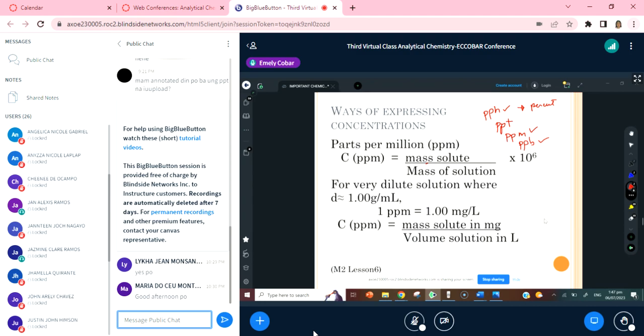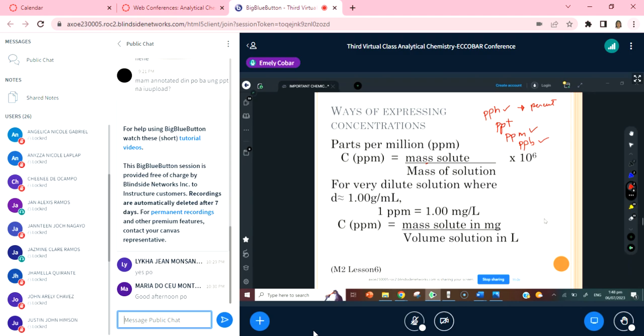Okay, itong way of expressing concentration na to, ito yung for trace amount, yung napakaliit na amount ng constituent doon sa solution. So, parts per million or ppm, this is the formula. Concentration in ppm is equal to the mass of solute over mass of solution, times 10 to the 6. Okay, kaya parts per million.